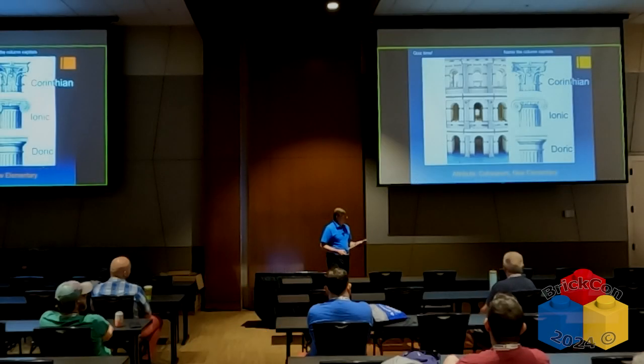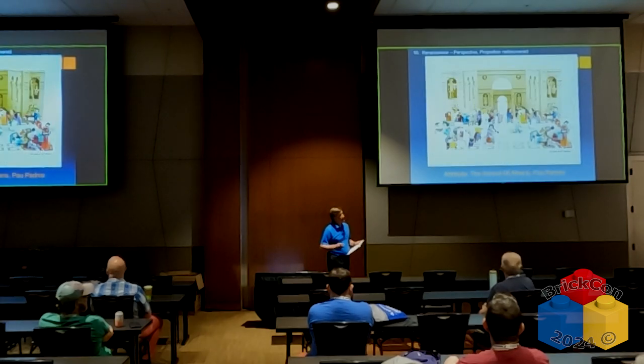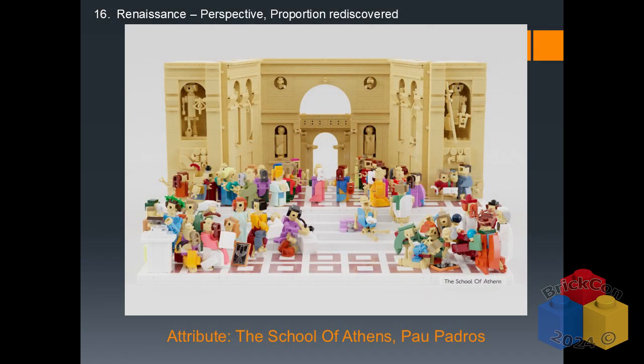We'll head to the Renaissance. The Renaissance kicks off around the 15th century. The Greek concepts of perspective, proportions, the classical orders are rediscovered. This is reflected in Raphael's famous School of Athens painting in this mock. Some of the other things that they rediscovered were classical symmetry, geometry, engineering, human proportions, and the concept of perspective.